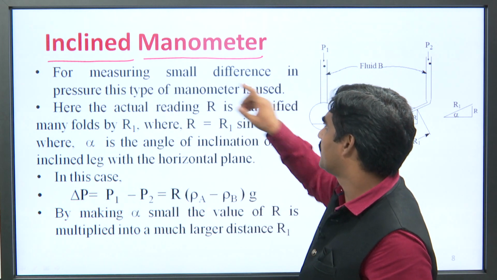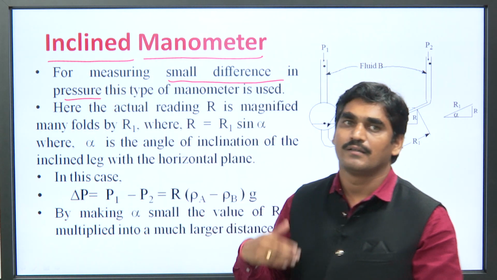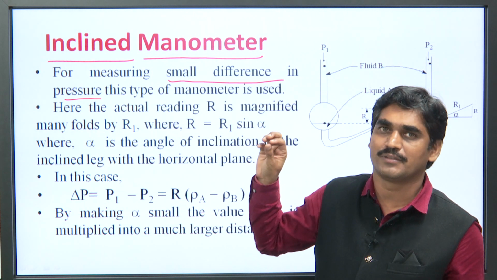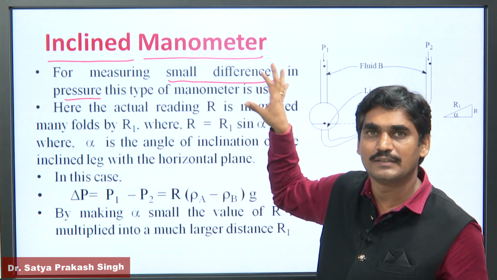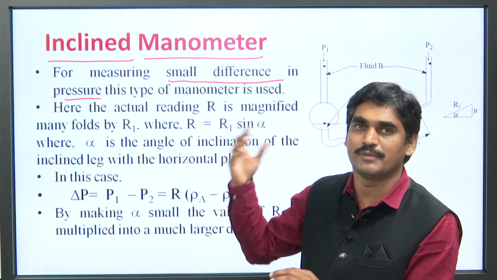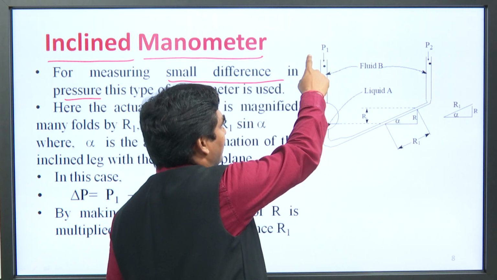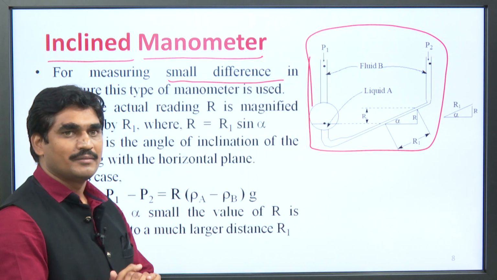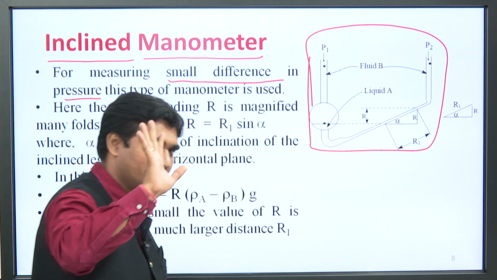It is also used for the measurement of a small difference in pressure. As in the case of differential manometers, which we have seen are also used for a small pressure difference, the inclined manometer is also used for the same type of small difference in pressure measurement. Here also, if you see the diagram of this manometer, all three manometers are somewhat similar to the U tube manometer.